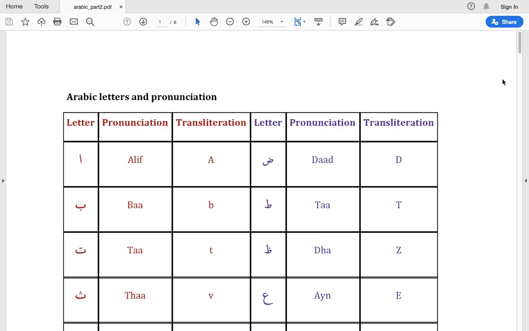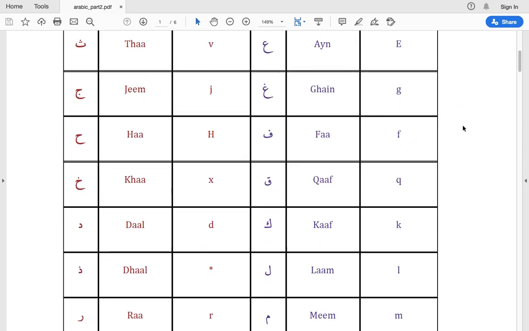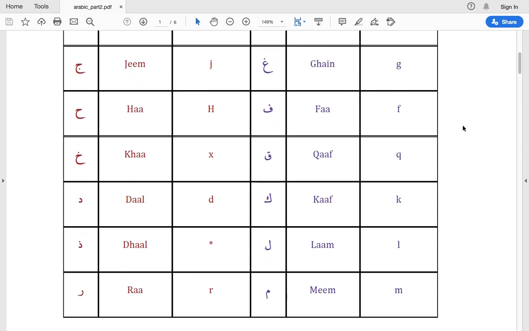First letter is Alif. Next is Ba. Next is Ta. Next is Ta. Next is Jim. Next is Ha.